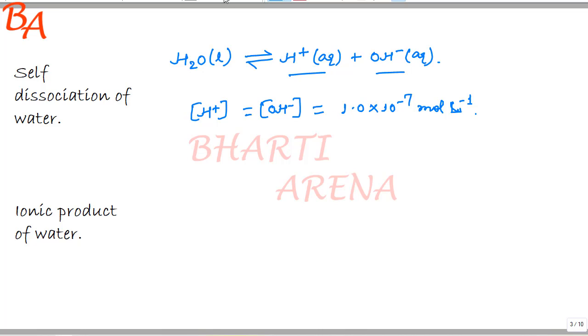Here, square brackets denote the molar concentration of the species enclosed in it. So here this square bracket is showing the molar concentration of hydrogen ion, and in this case it is showing the molar concentration of hydroxyl ion.